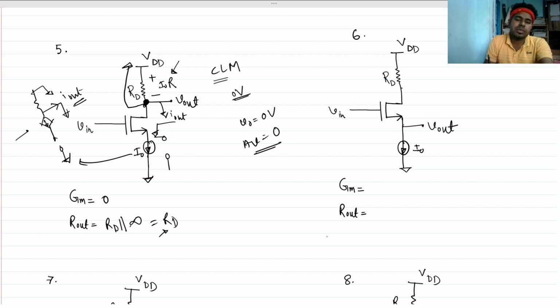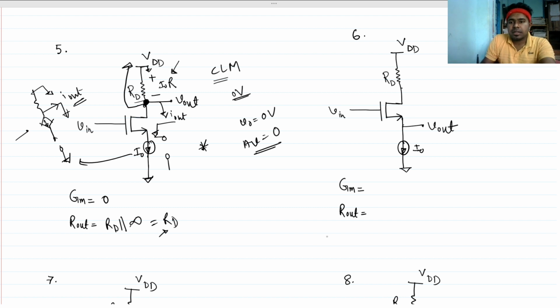So the overall GM of this circuit is 0 and R out is RD itself. So the overall gain will be 0. But you have to tell the interviewer intuitively what I said previously: because a constant current is flowing through this RD resistance, there will be a constant voltage drop across RD. In the small signal picture, this will be short circuited, and as VDD is AC small signal ground, V out is also ground, so V out is 0 volt and the gain will be 0. So this is also a very good circuit.